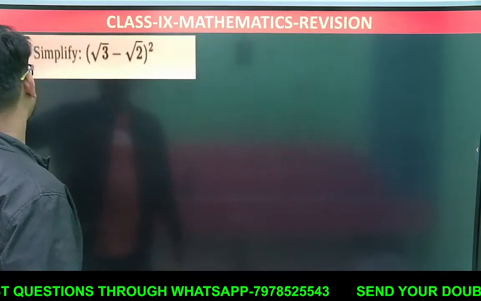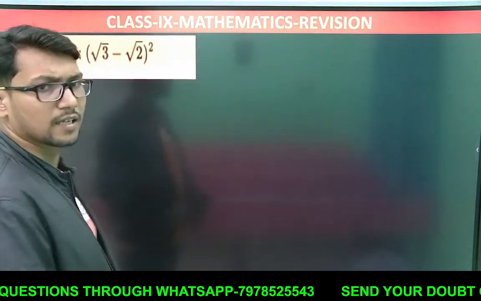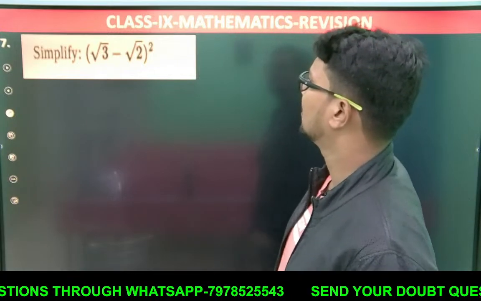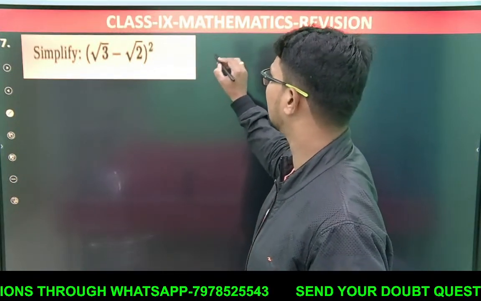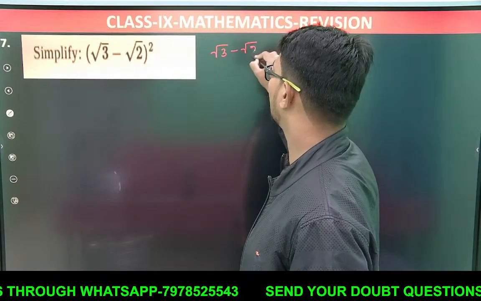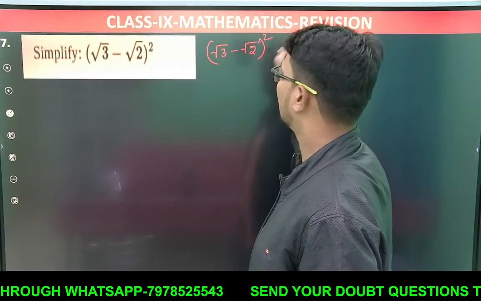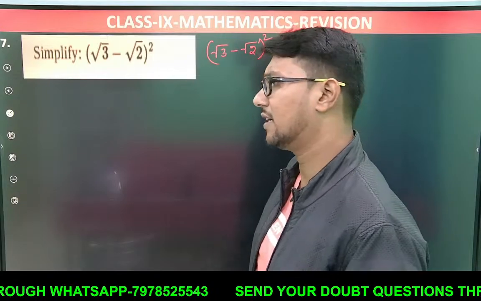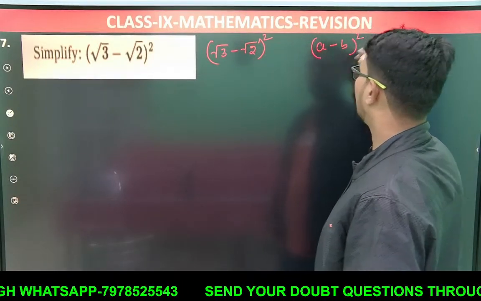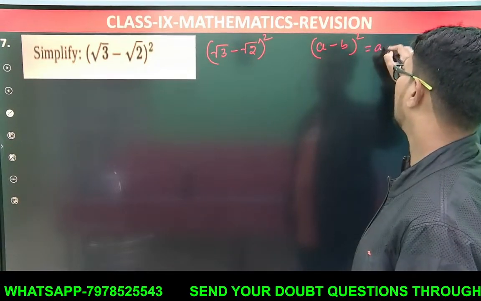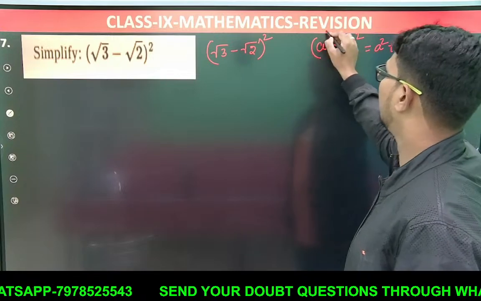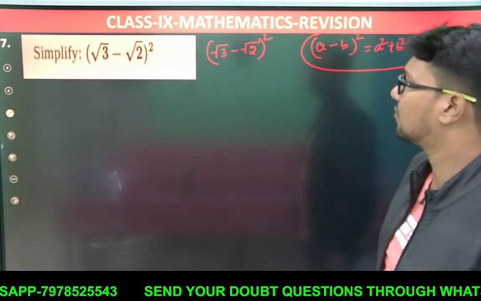Question number 7. I think it is not visible clearly, it might be blurred to you all. So let me write the question here. The question is saying simplify root 3 minus root 2 whole square. It is normal, like a minus b whole square. We know we can find it that way: a square plus b square minus 2ab. With the help of this identity we can prove it.